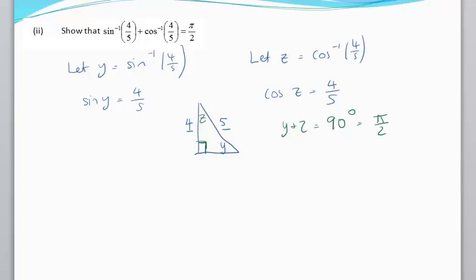Here y is our inverse sine of 4 on 5, and z is our inverse cosine of 4 on 5. So now we say our inverse sine of 4 on 5 plus our inverse cosine of 4 on 5 is equal to pi on 2.